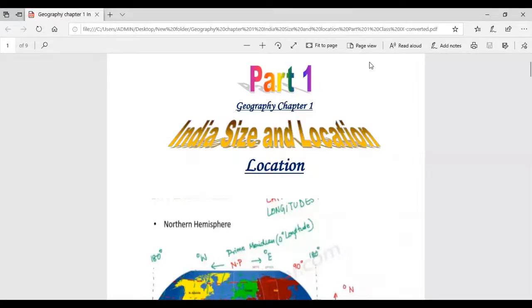Good morning, students. Today we will start with Geography, Chapter 1, India, Size and Location. In this lesson, the idea is to understand where exactly India as a country is located on the world map, how big it is, and which are the neighboring countries that we have.